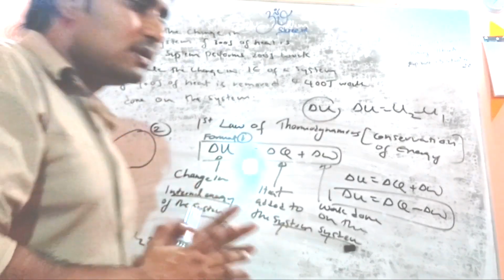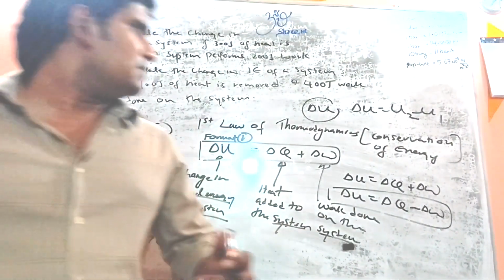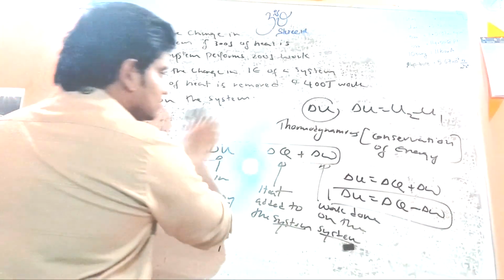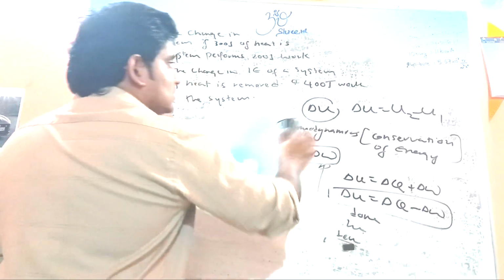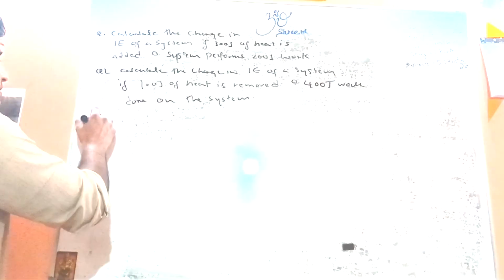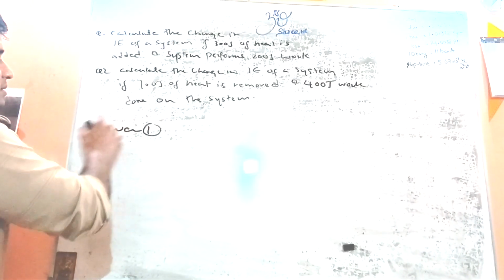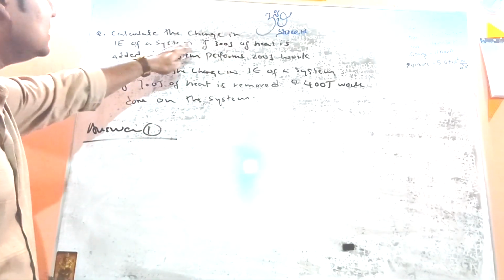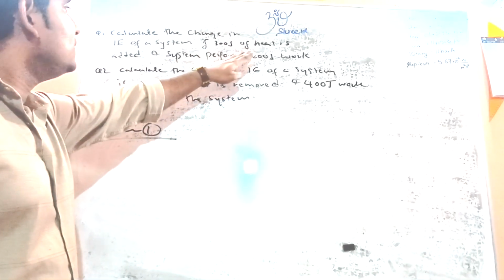Now let's solve some problems, because when we solve some simple problems, you will easily understand the concept behind this. It's not difficult at all. So let's consider the very first problem. Question number 1: Calculate the change in internal energy of a system if 300 joules of heat is added.